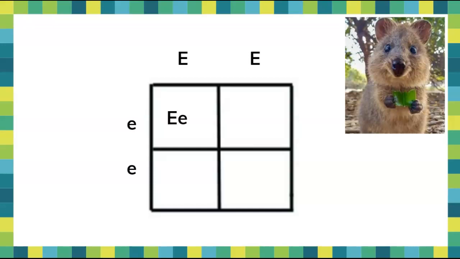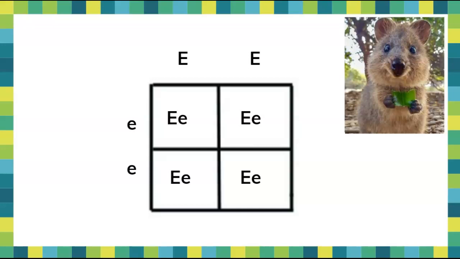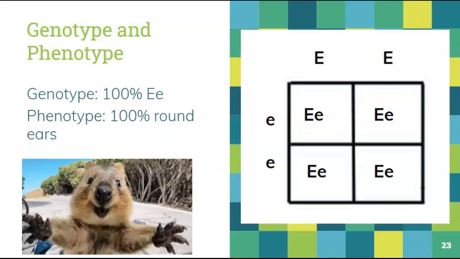So this would be big E, little e. This next square over here would be big E, little e, big E, little e, big E, little e. So no matter which sperm meets which egg, they're all going to be big E, little e. So the whole question was, what are the genotypes and phenotypes? So 100%, 4 out of 4, however many babies we have, it doesn't matter. They're all going to be big E, little e. That's the only combination of ear genes that their babies can have. And so the phenotype, what are they going to look like? All their babies are going to have rounded ears.